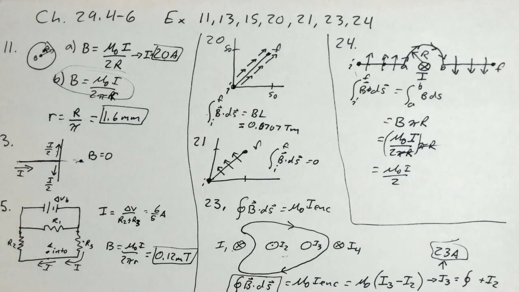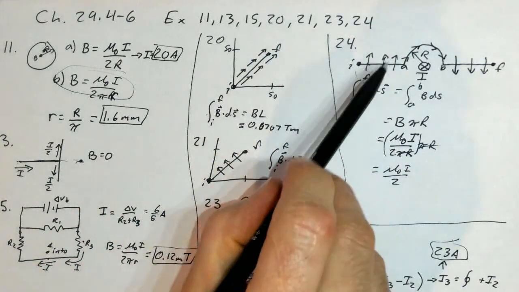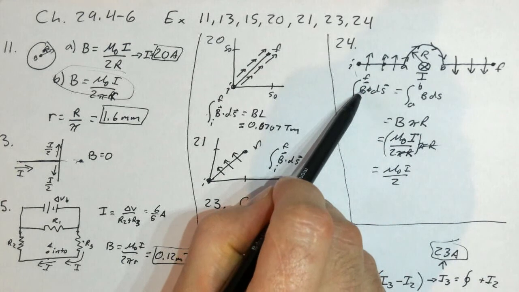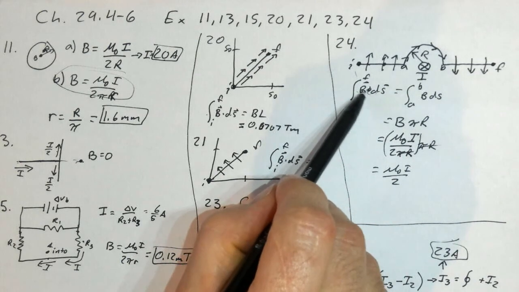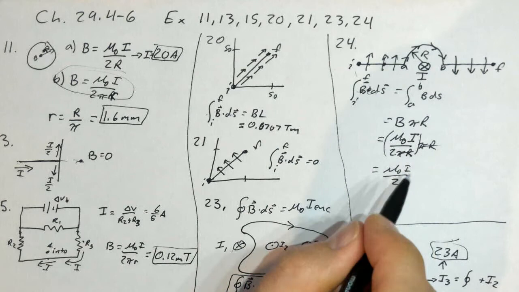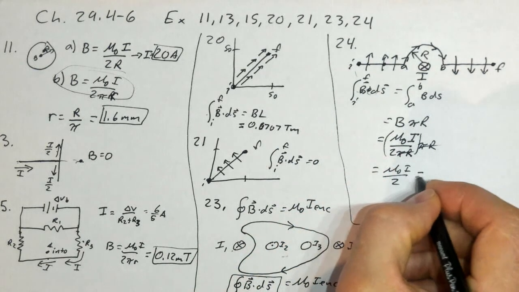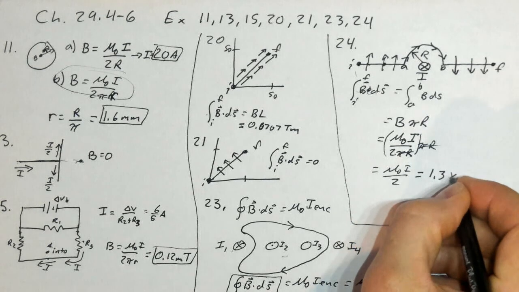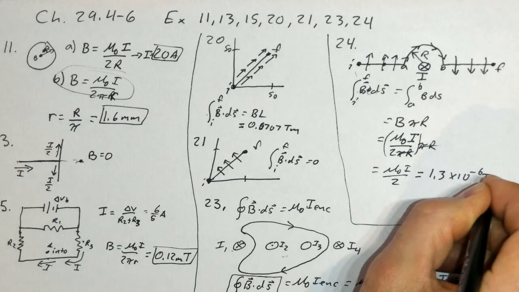Now, that's a pretty slick result, but it came about because we are careful to think about all the important features of directions of B fields and how this line integral works with that dot product. So finally, plug in your numbers. If you plug in the numbers, which they're all given, it's 1.3 times 10 to the negative 6 Tesla meters.